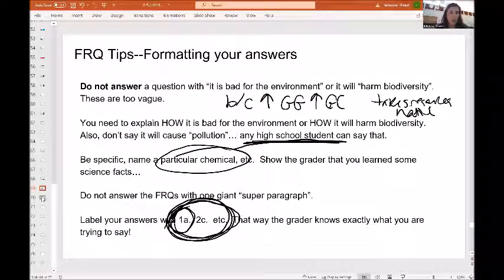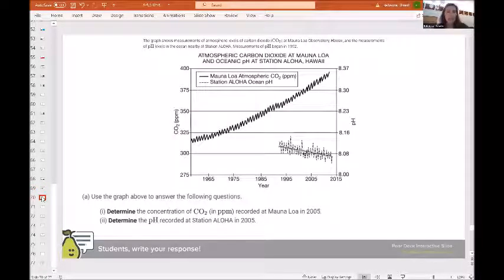Okay, so enough of me talking about tips. Let's start with a practice question. This one's about CO2 and oceans. Use the graph above to answer the following questions. Determine the concentration of CO2 recorded at Mauna Loa in 2005, and then also determine the pH.